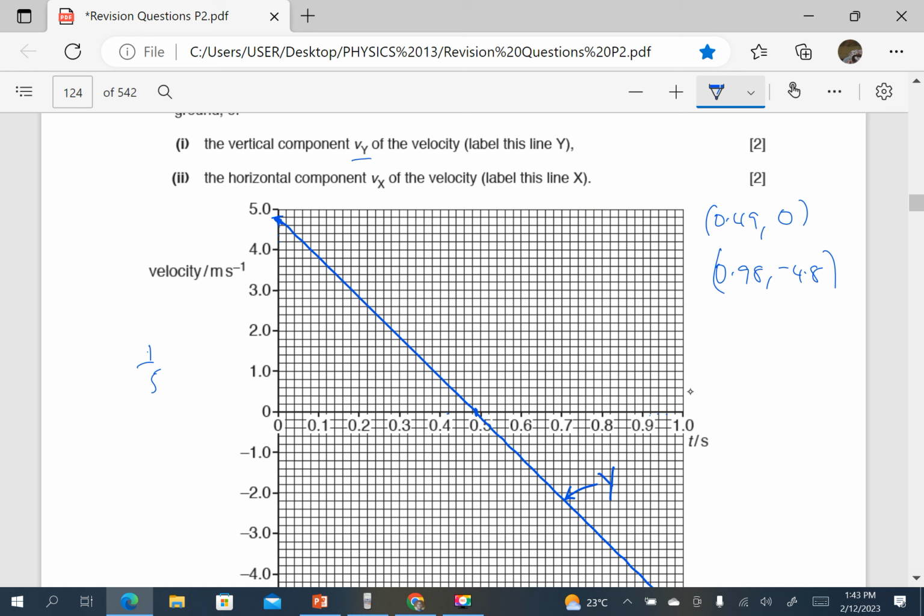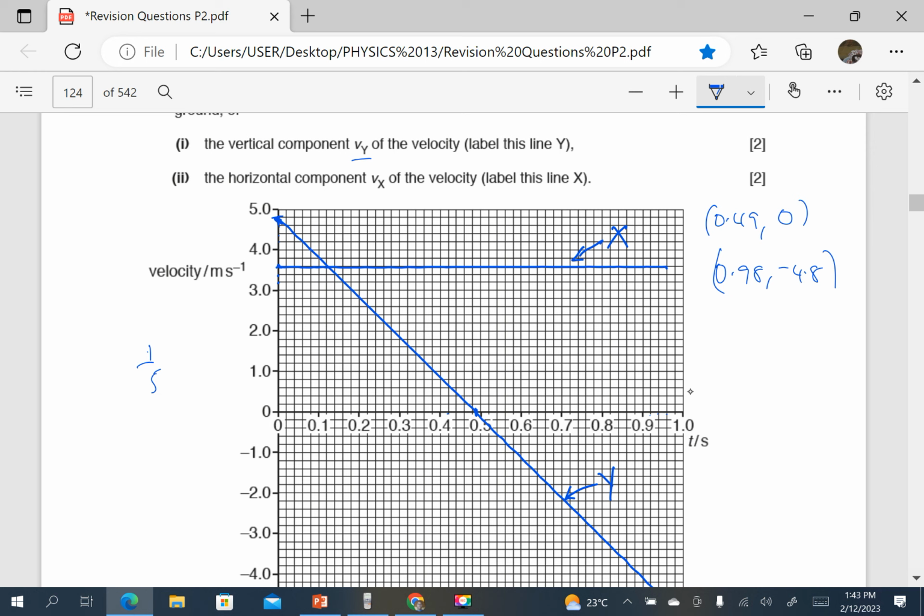Then for the horizontal component, it remains constant and it was 3.6. So I just look for 3.6. It is there. So it remains constant up to 0.98 seconds. The horizontal component of velocity does not change because the acceleration is 0. There is no force in the horizontal. So that is supposed to be the line.